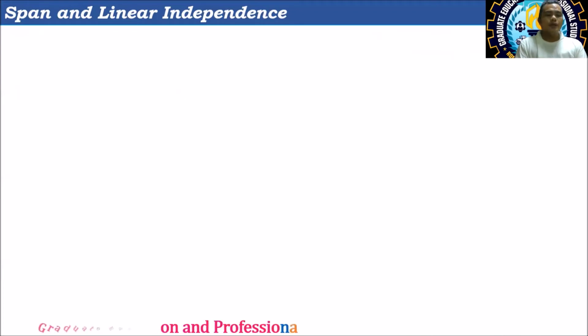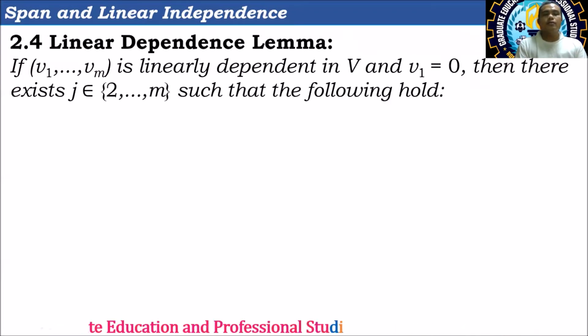So we have here a lemma. Lemma 2.4, the linear dependence lemma. If vectors v1 to vm is linearly dependent in V, and v1 is not equal to 0, then there exists j, which is an element of 2 until m, such that the following holds. This is a very important lemma, and this will be utilized all throughout this topic.